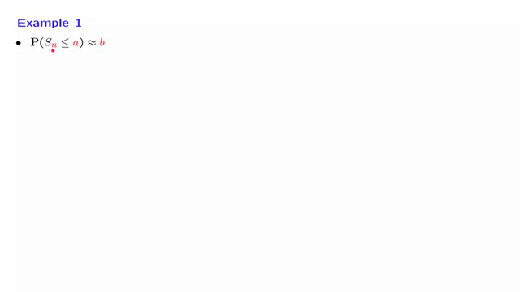Notice that this statement involves three parameters, a, b, and n, and you can imagine problems where you are given two of these parameters and you're asked to find the third. And this gives us the different variations of the questions that we might be able to answer. So we will go through examples of each one of these variations.